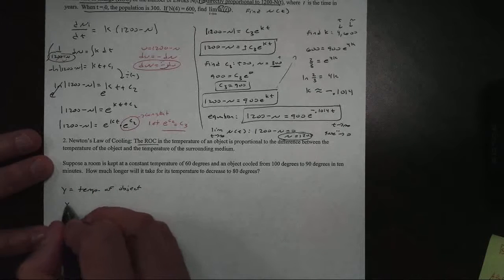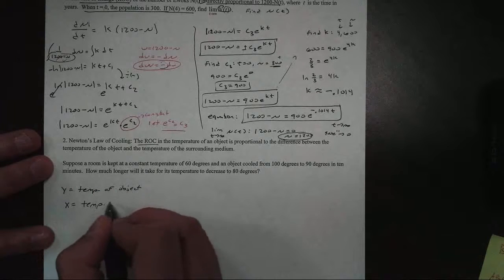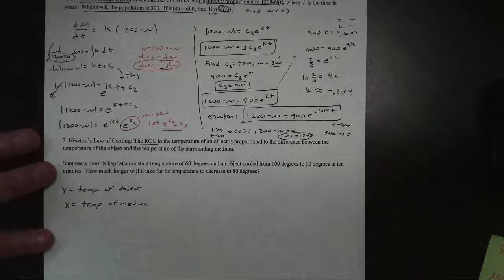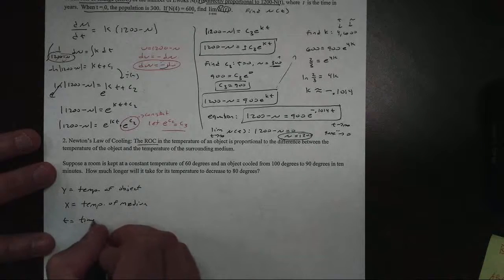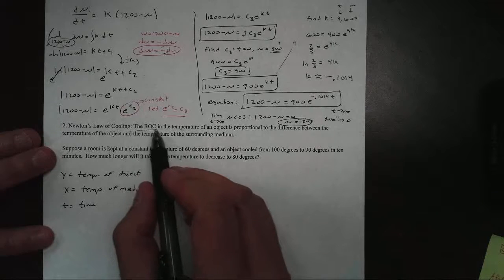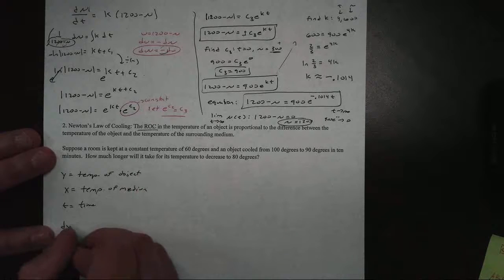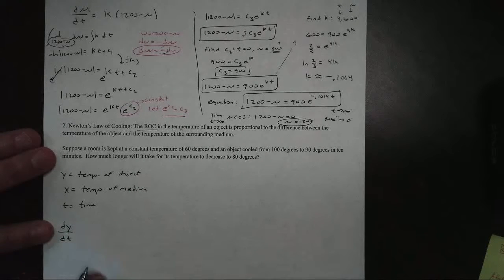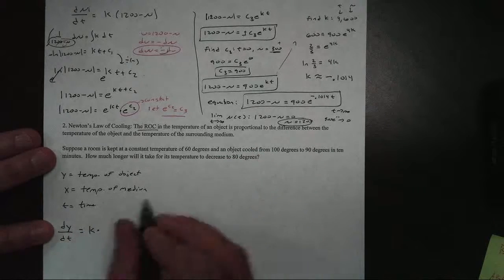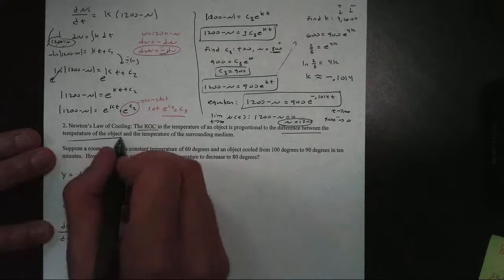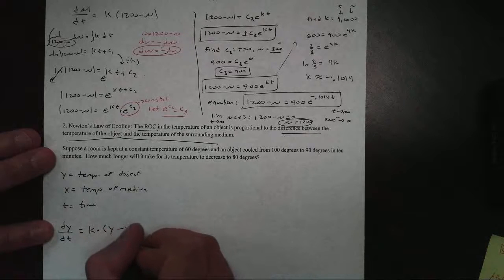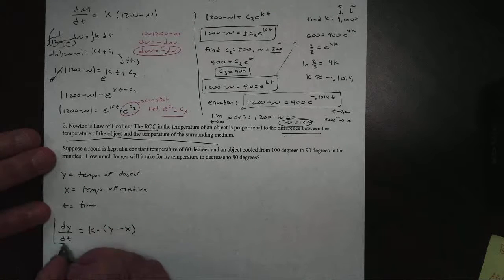And I'm going to let x equal the temperature of the medium. The air, the water, whatever it's in, your body. And t, of course, is going to be time. So what they're telling us is Newton's law of cooling. We know that the rate of change of the temperature of the object, so the change of the temperature of the object with relation to time, is proportional, so k times the difference between the temperature of the object and the temperature of the surrounding medium. So y minus x. There's my differential equation.